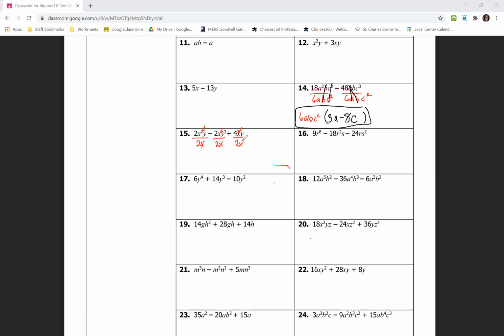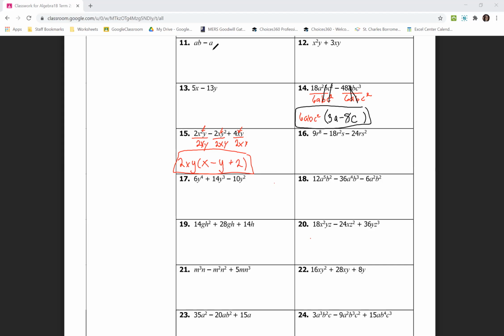And then y, once again, I see that at most they can all give one factor of y. So I'm going to pull out 2xy, and what am I going to be left with? I'm going to be left with an x in that first term, minus y, plus 2. Okay? Whatever's left is what I write inside the parentheses. All right, just erase that.